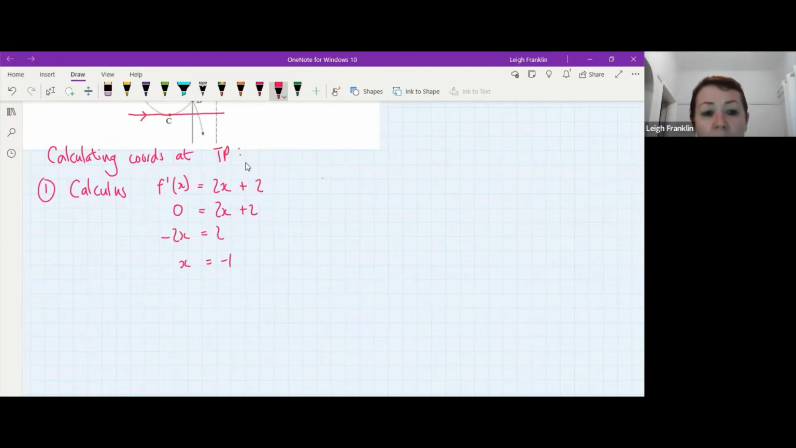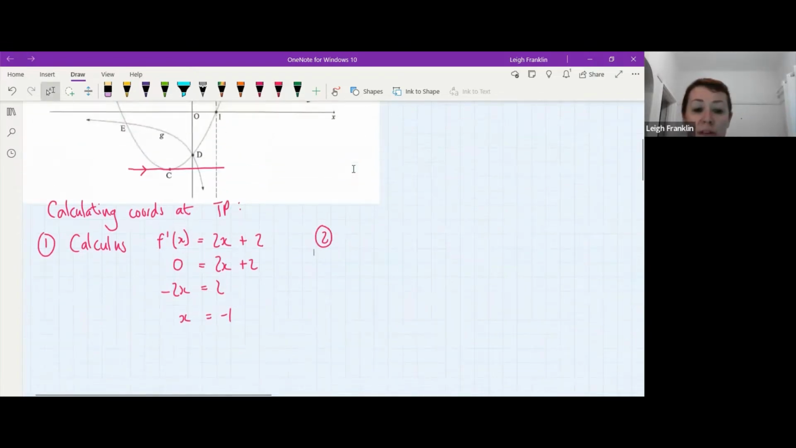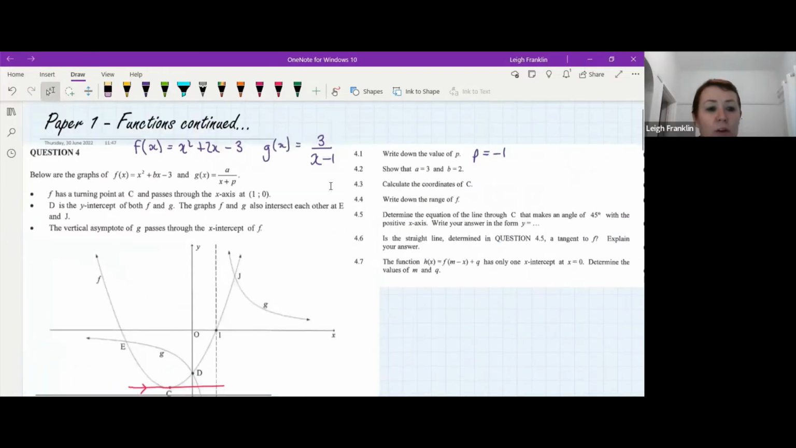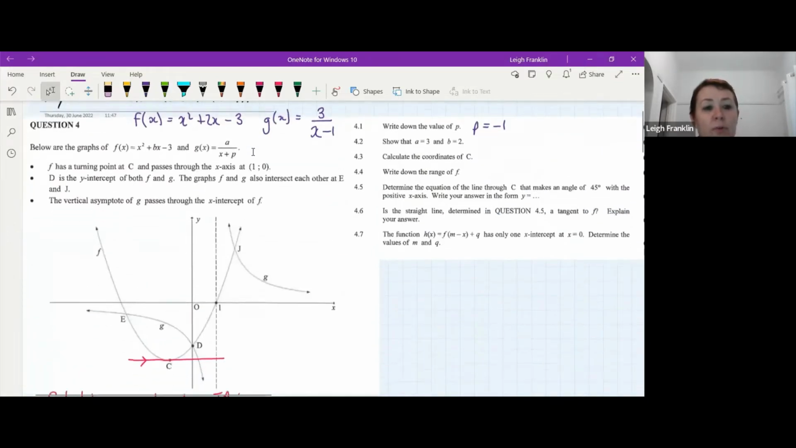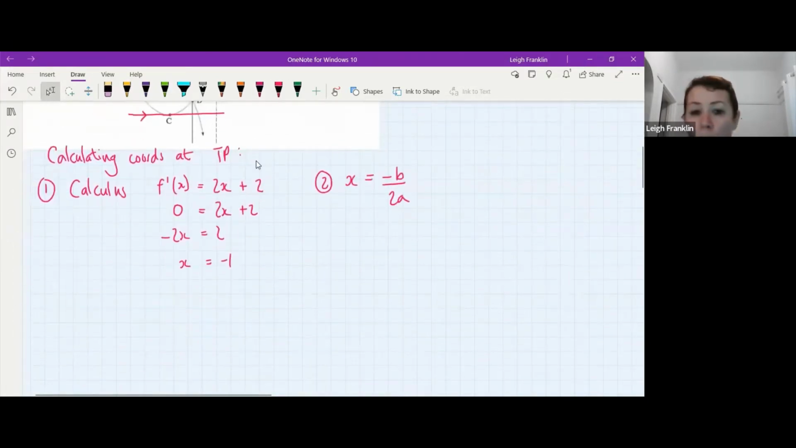The second way that you can do this is using the formula that's not on your formula sheet, x equals negative b over 2a. Do you remember that from grade 11, guys? Okay, so x equals negative b over 2a. So if we go up here and have a look, that would be negative 2 over 2 times 1.